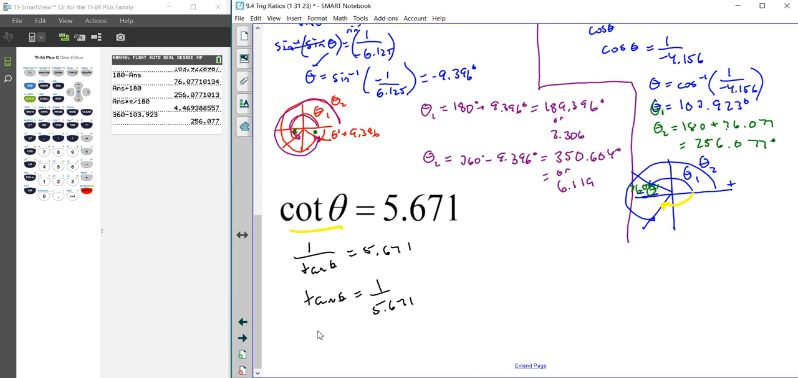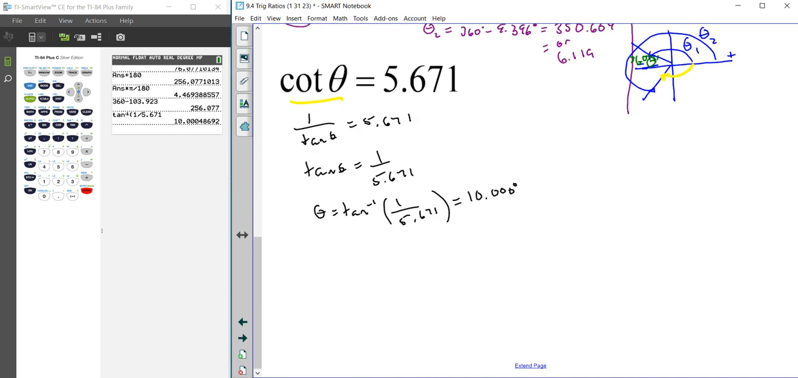We know that tangent then is going to equal 1 over 5.671. And so we can find our angle by taking the inverse tangent of 1 over 5.671. And we can go over to our calculator and take inverse tangent of 1 over 5.671. Press enter, and we get an angle measurement of 10.000 degrees. Okay, so 10 degrees.